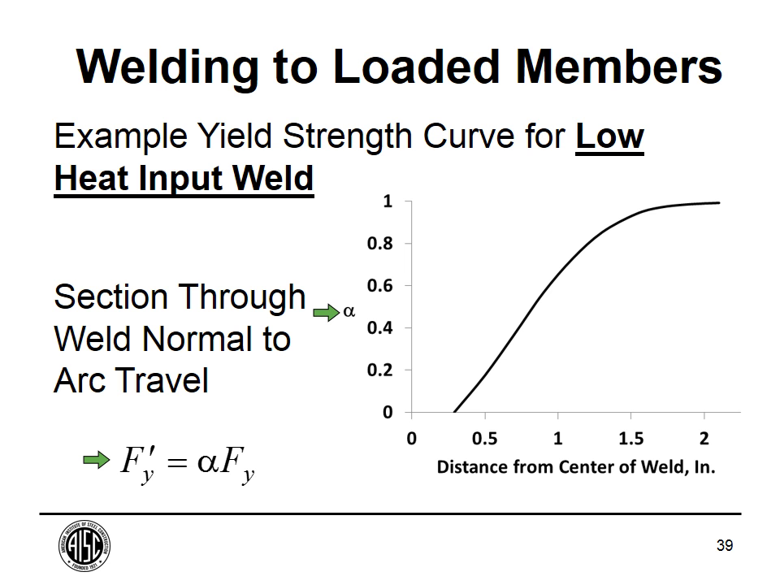So the higher the temperature, the lower the yield strength is. So alpha is 0 down here up until we get to around 0.3 inches or so. And then it goes up roughly linearly. And then by the time we get to 1 3/4 or 2 inches way up here, alpha is going to be 1. So it means we're not really affected by the heat due to that weld.